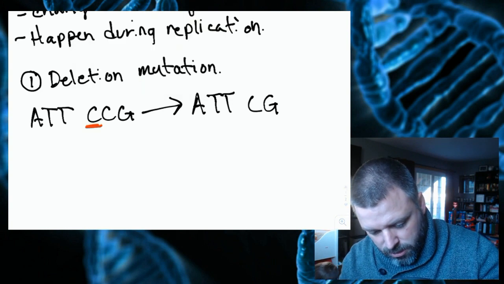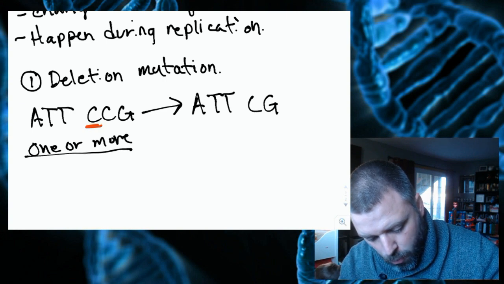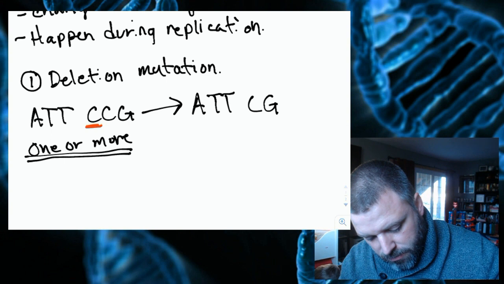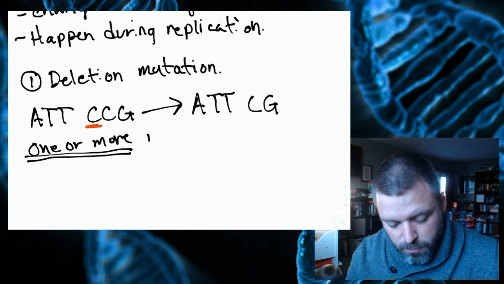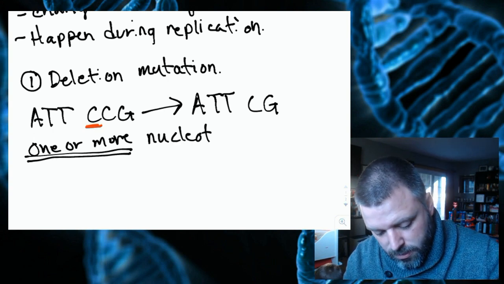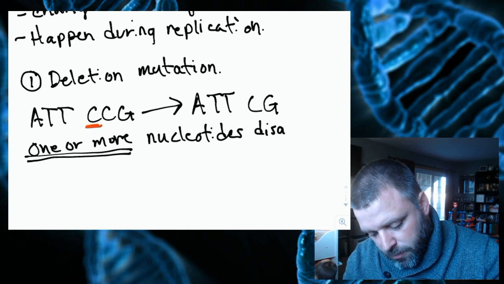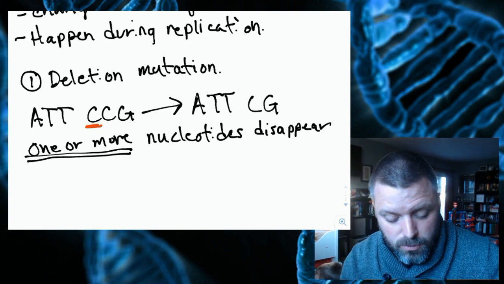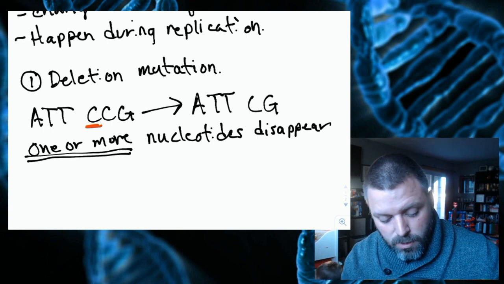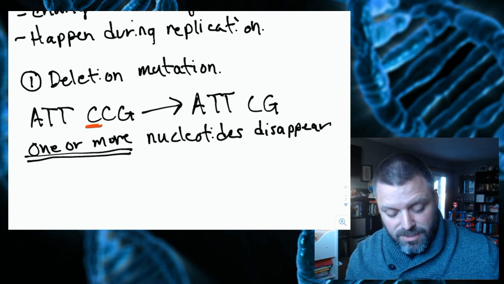So a deletion mutation is when one or more, it could be more, sometimes dozens of them, sometimes part of a whole chromosome, but when you have one or more nucleotides disappear. Notice here this strand gets shorter because we're losing nucleotides in that mutation. Here we went from 1, 2, 3, 4, 5, 6, and now we have 1, 2, 3, 4, 5. So therefore it's a deletion mutation.